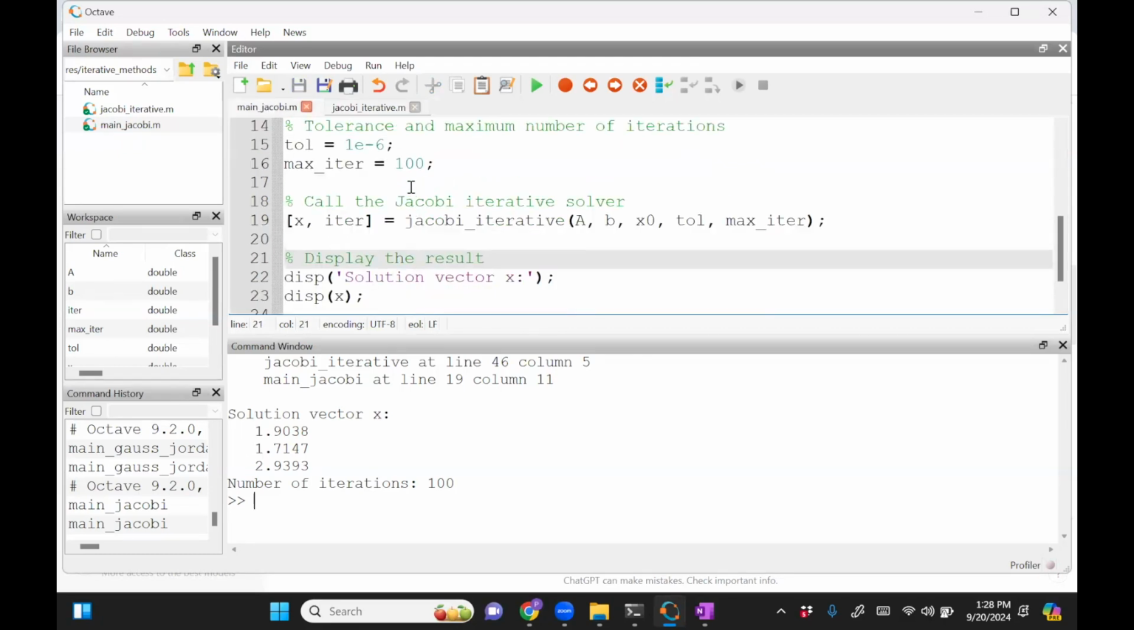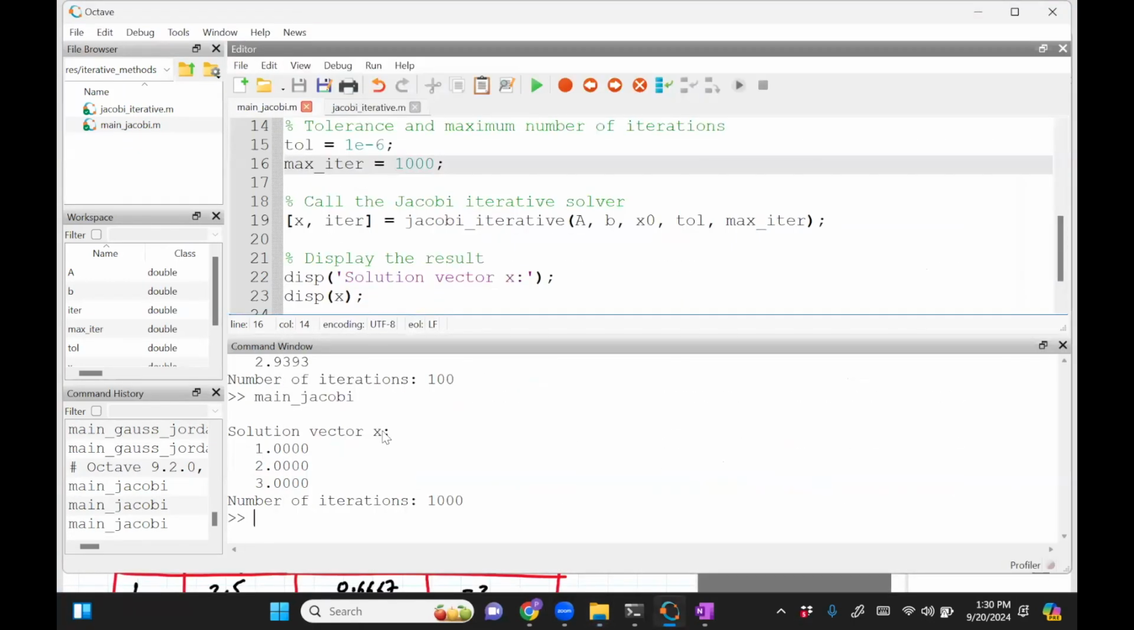Let's go back and give it maybe 1,000 iterations. Okay, so coming to this, when I run this code, I get 1, 2, and 3, which is the right solution, but it actually reaches the iteration limit. And that's probably because there are some digits you don't see.